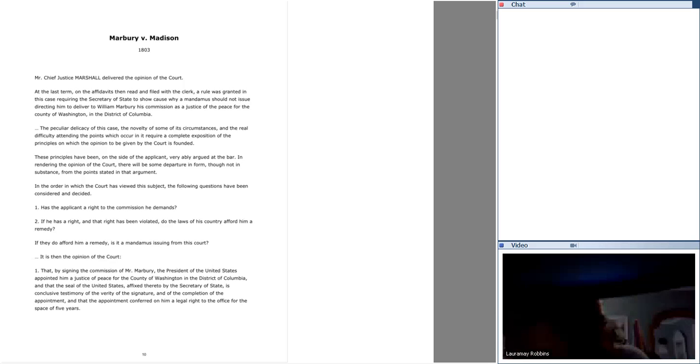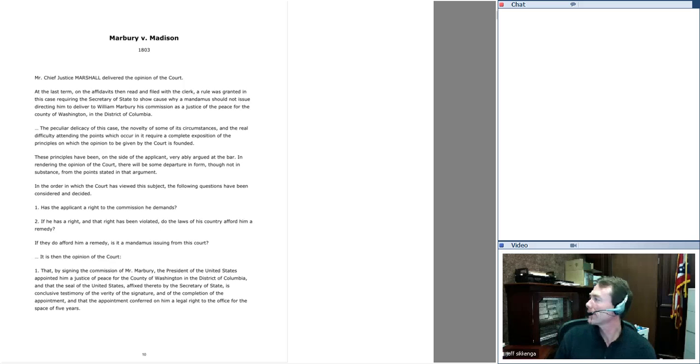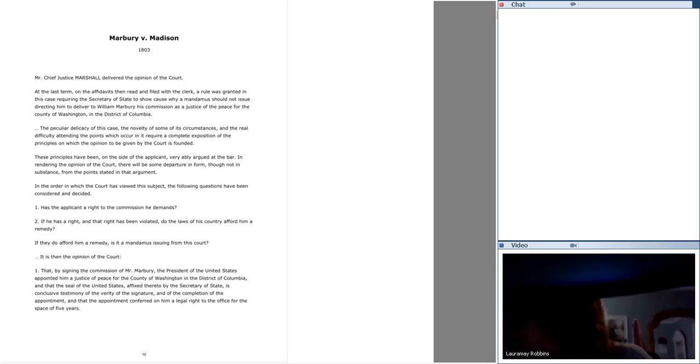Number one, has the applicant a right to the commission he demands? Number two, if he has a right and that right has been violated, do the laws of his country afford him a remedy? And then where's three? There is no three, if they do afford him.